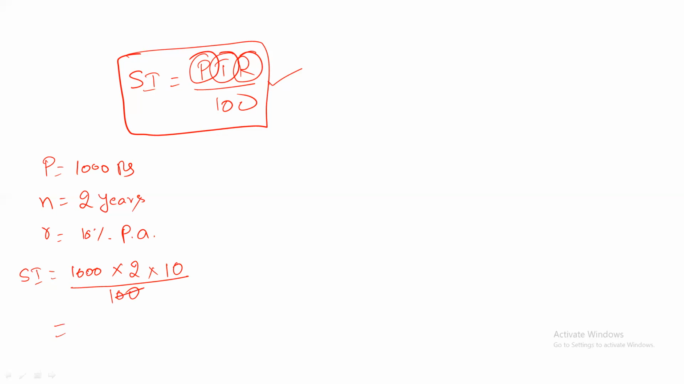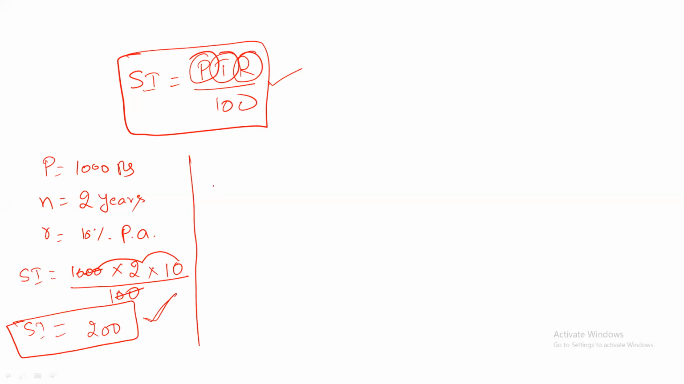Two zeros in the denominator and two zeros in the numerator will get cancelled. 10 twos are 20, 20 tens are 200. So here simple interest is 200. Are you clear about this? How much extra do I need to pay back to him? After 2 years, I need to give 200 rupees extra. This is simple interest.